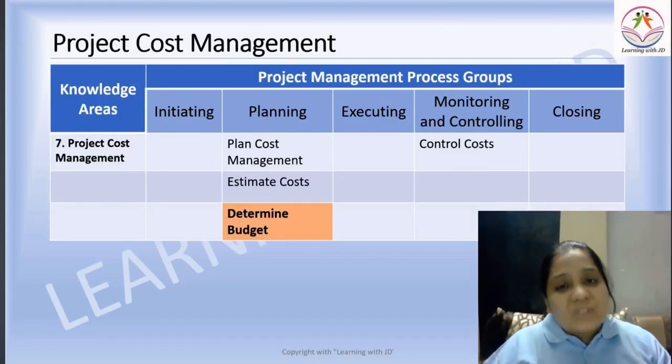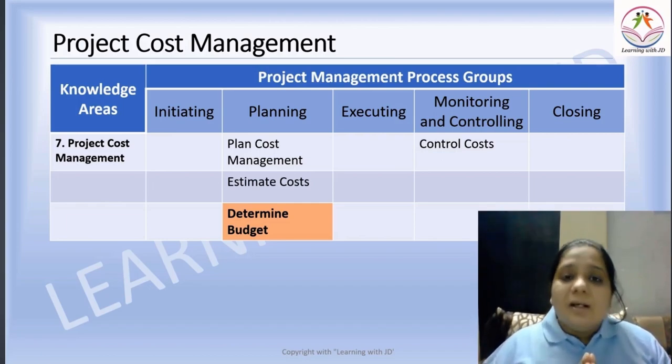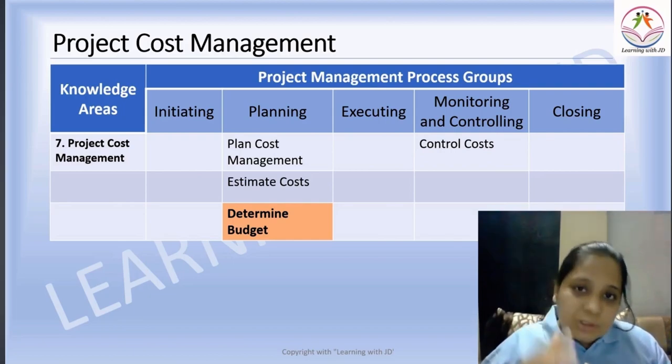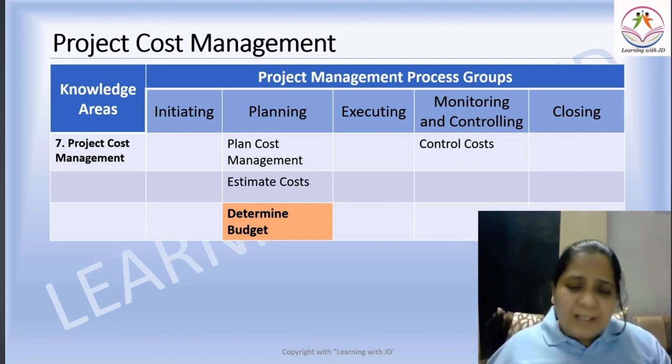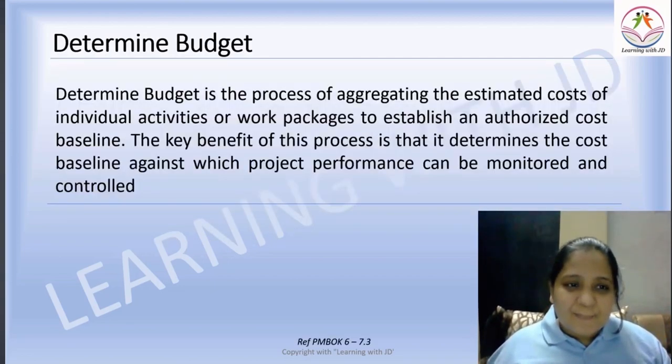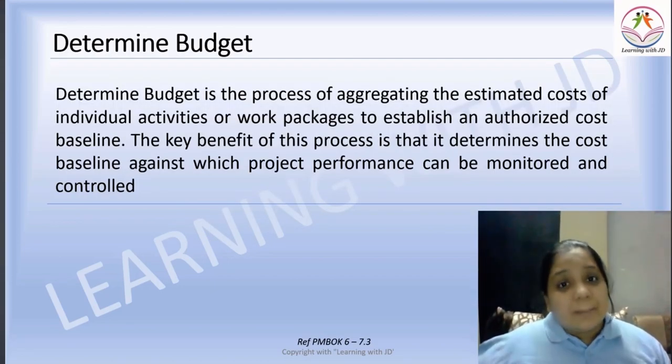All right, so as we have seen, planning the cost and estimating the cost are a part of the planning process group, and determining the budget is also a part of the planning process group. So let's start with determining the budget. What do you mean by determine a budget?